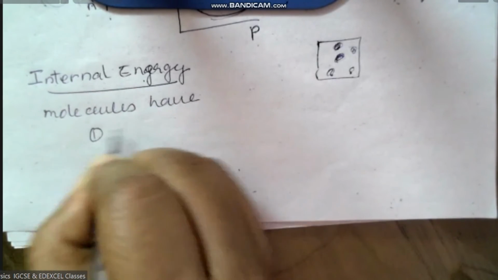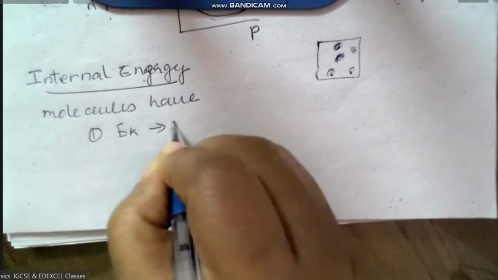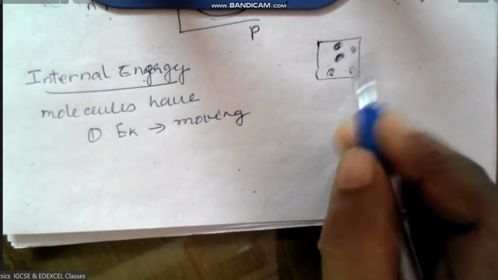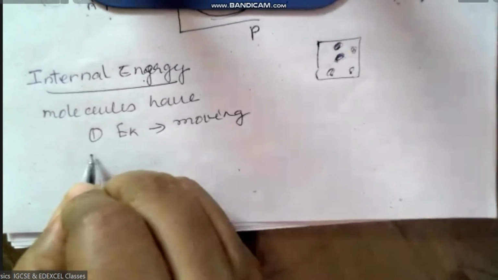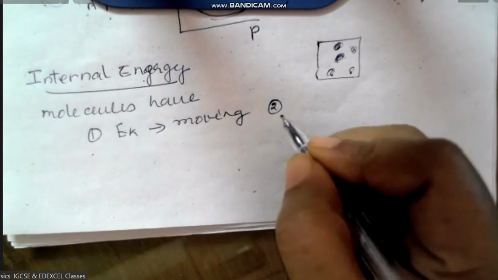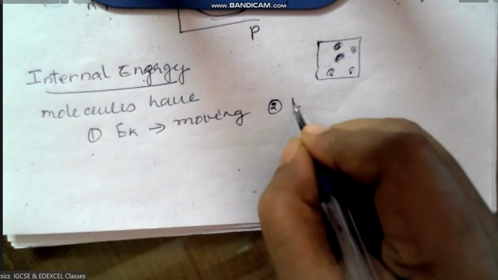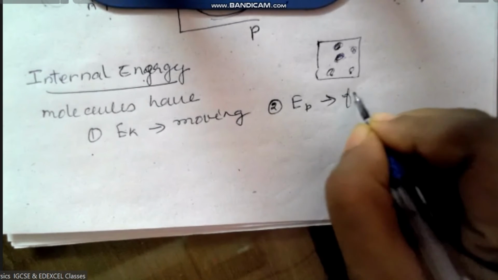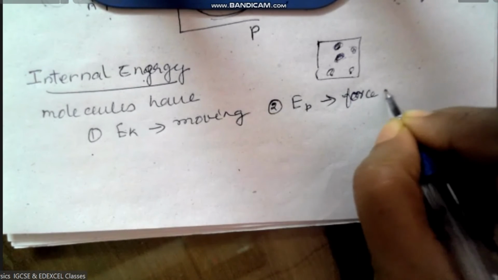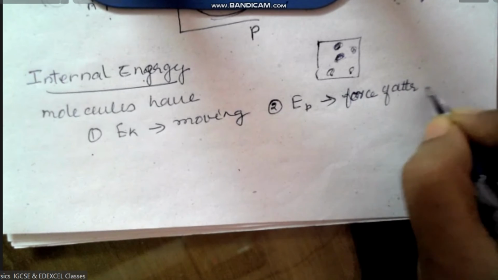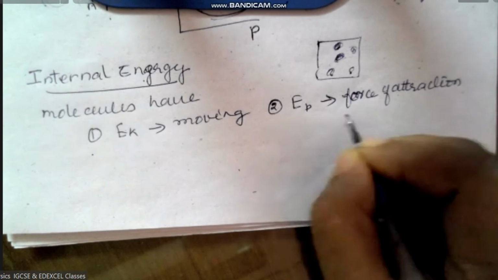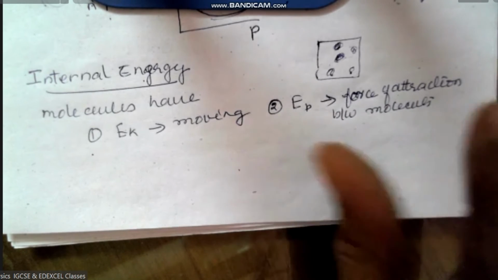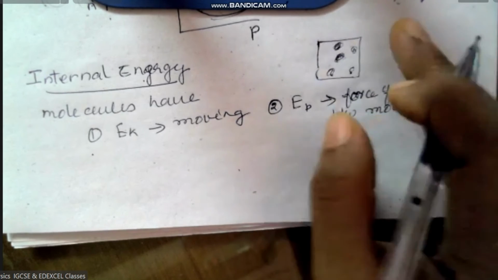Molecules have, number one, kinetic energy, because they are moving. Since the molecules are always in motion, they have kinetic energy. What other energy do they have? Potential energy. Why do they have potential energy? Because there is a force of attraction between them. Between molecules, there is a force of attraction.